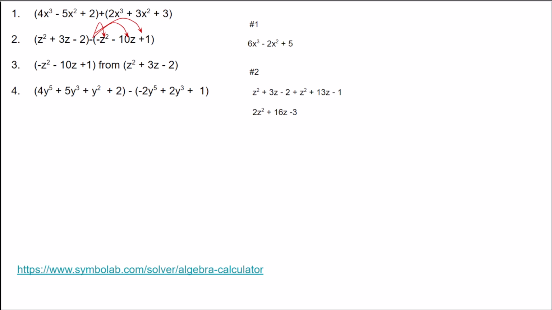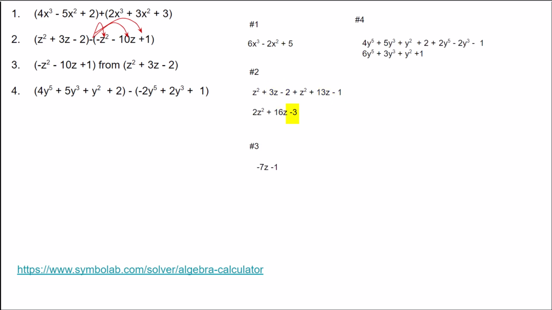Now if you combine the like terms here, you get z squared plus z squared is equal to 2z squared. Then plus 3z plus 13z is equal to 16z. And negative 2 minus 1 is equal to negative 3.